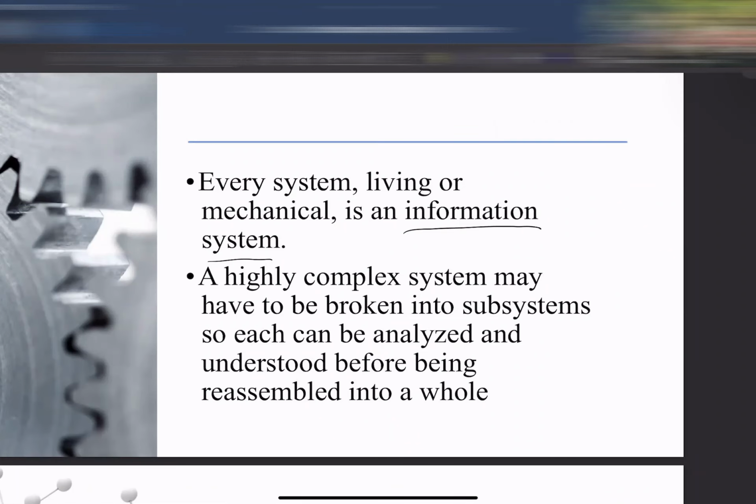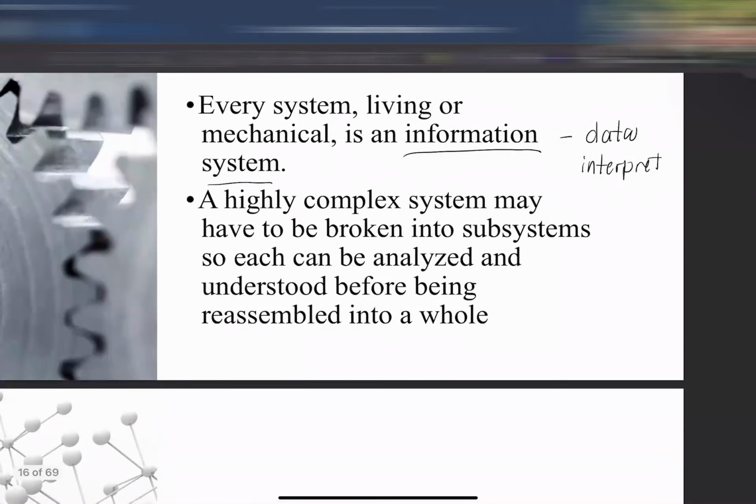For example, ikaw. Okay? You have a lot of information. You share that information to your classmate. You will be talking to your mother in a while and to your father in a while. You're sharing information to your parents because you are an information system. And class, since we are an information system, we could always gather data, and there is always something that we can interpret from that system. Ganun po yan. And a highly complex system, di ba? Could be broken into subsystems so each can be analyzed before being reassembled into a whole.